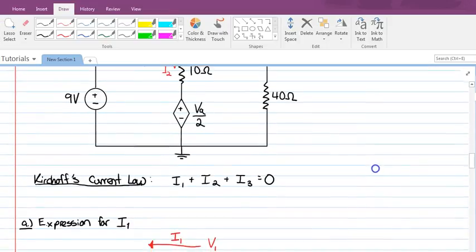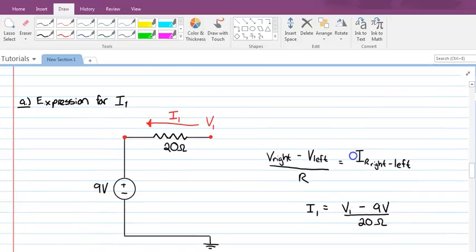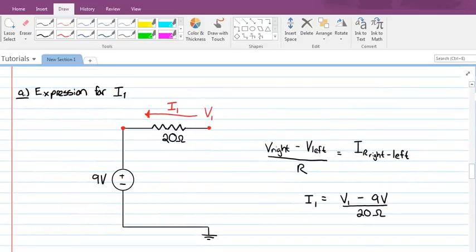So those are our next steps. Let's first solve an expression for I1. Now I'm going to do the same thing that I did last time by just isolating the left branch of the circuit, just so we can focus in on it again. Now we're trying to find I1, this current through this 20 ohm resistor that's going from right to left.